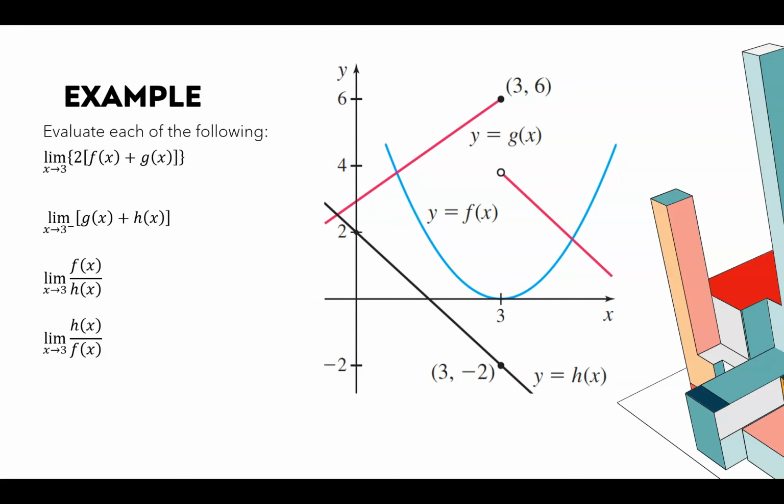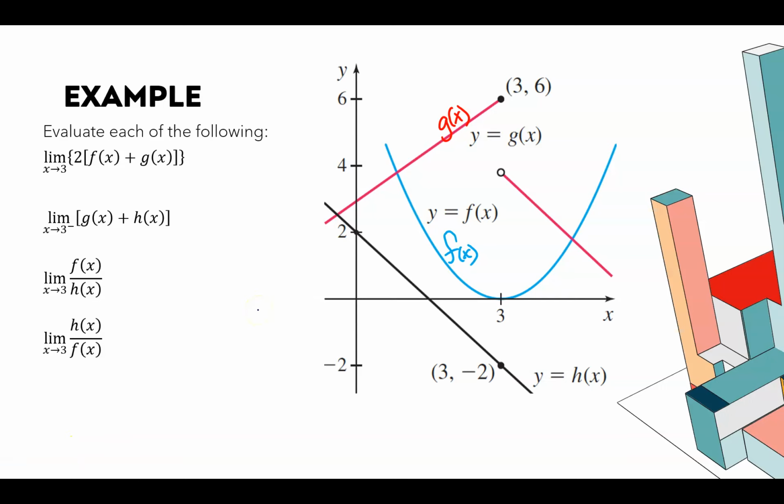All right. So evaluate each of the following. Man, there's a lot going on here. This is actually from our textbook. So the limit as x approaches 3 of 2f plus g. Okay, I think I'm going to do this in color, because my brain doesn't pick this out. Here's f. Oh, can't get black, huh? And then red is g of x, and then black will just be h of x. Okay, I can handle that.